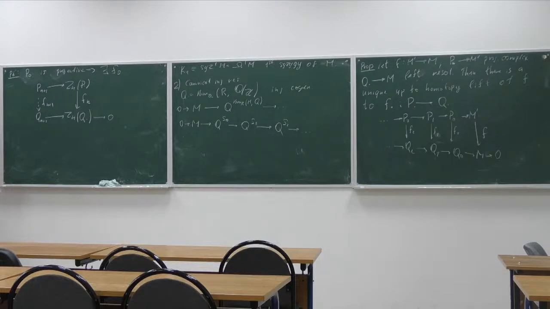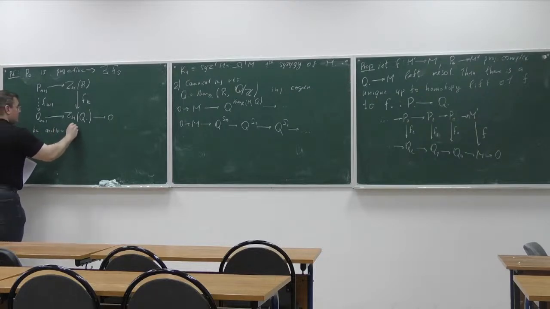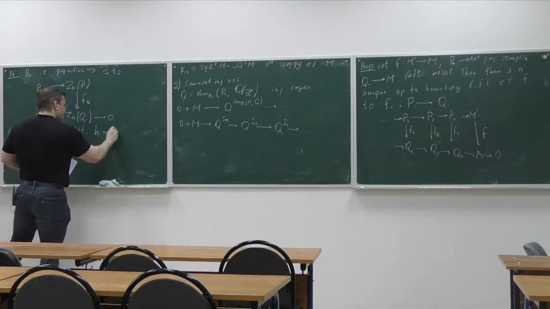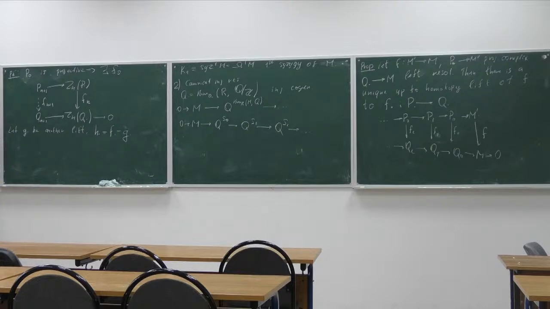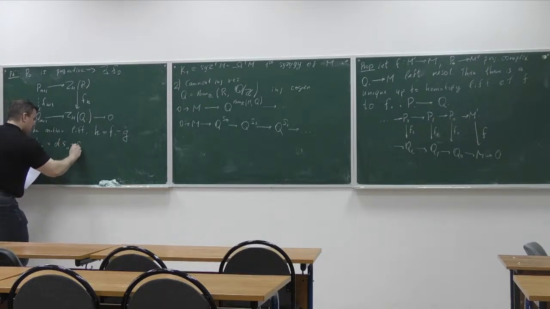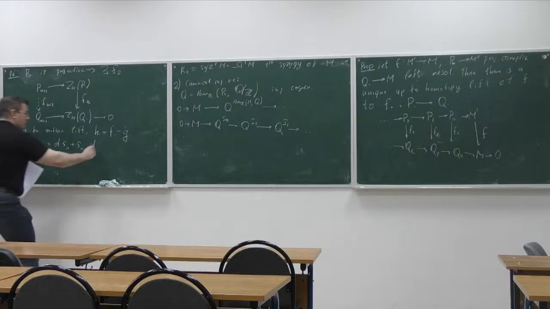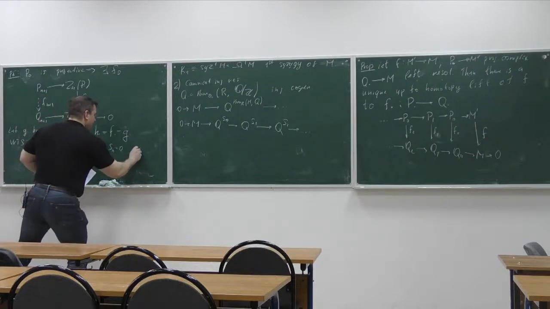So now we need to show that there is uniqueness up to homotopy. Well, let G with the bullet be another lift. Then I can look at the H with the bullet, which is just the difference of these two lifts. So the goal is to show that if you look at the Hn, then this is dsn plus sn minus 1 d. So we want to show that there is such a map S that we have this formula. Of course, we assume that Sn is equal to 0 for n negative.